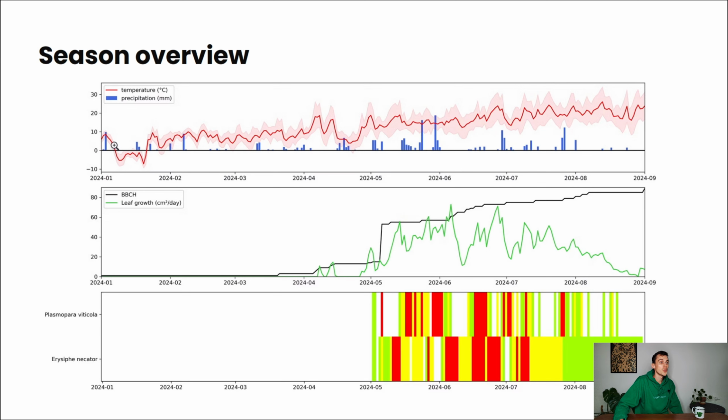The graph on the top shows the time series of the temperature and precipitation from January to the end of August 2024. After a cold spell in January, the temperatures remained relatively mild for the time of the year until the first half of April. Due to these significantly too warm temperatures, the buds slowly began to sprout already in the first half of April. The BBCH stage here is shown in black, and the daily leaf growth in square centimeters per day is shown in green.